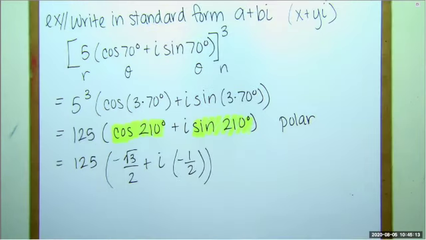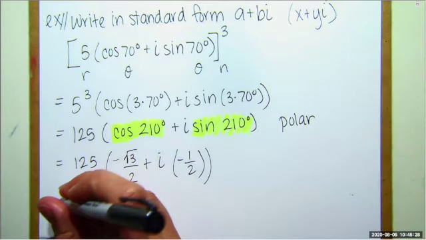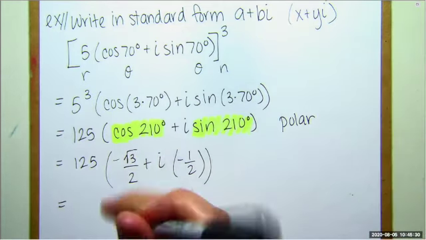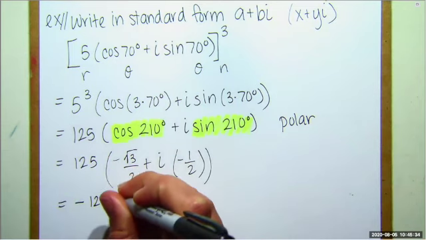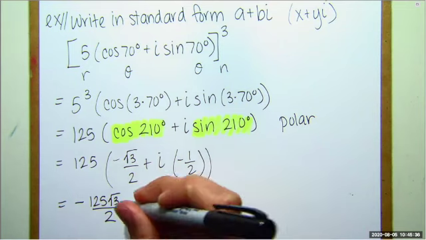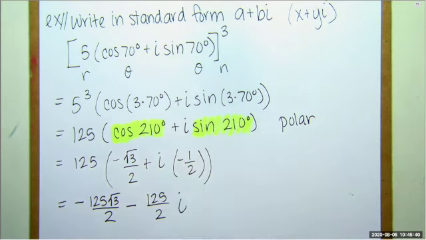The last thing we'd want to do is multiply this out. Since we're asked to put it in standard form, a plus bi, we want to make sure we multiply this out. And you see here, this b is in front of this i, so we want to keep that in mind too. So I'm going to distribute this 125 to both of these terms. I get negative 125 root 3 over 2 minus 125 over 2 i.